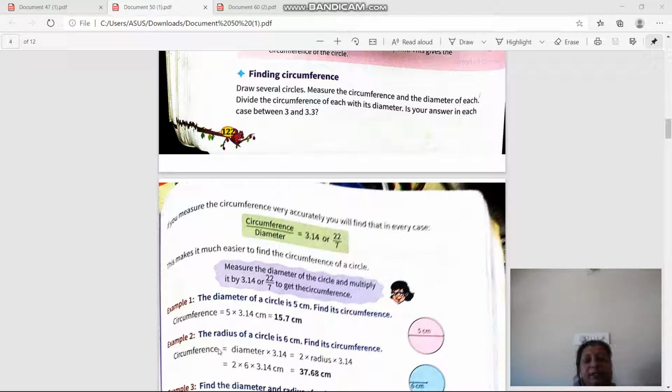Now the radius is given here. The radius of a circle is 6 centimeter. Find its circumference. So circumference is equal to diameter multiplied by 3.14. So what is diameter? So diameter is equal to 2 multiplied by radius, multiplied by 3.14. Right. So 2 multiplied by what is the radius? 6. So 2 multiplied by 6 multiplied by 3.14. So we get 37.68 centimeter. Okay.